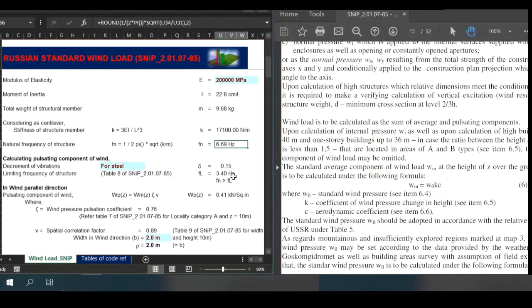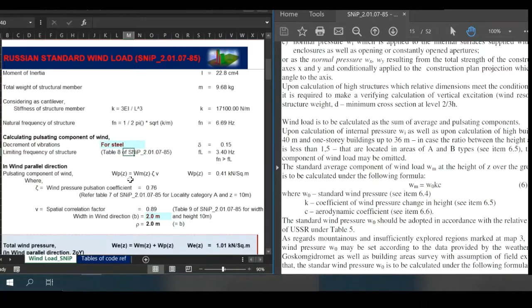Following that, I am calculating the pulsating, that is the dynamic component of wind. Next is the decrement of vibration for steel structures. Here both are added in the drop down list. For concrete it is 0.3 and for steel it is 0.15. For this decrement value we need to refer to table 8. For the decrement of vibrations we need to go to page number 19.